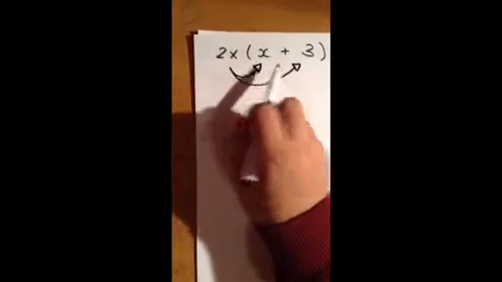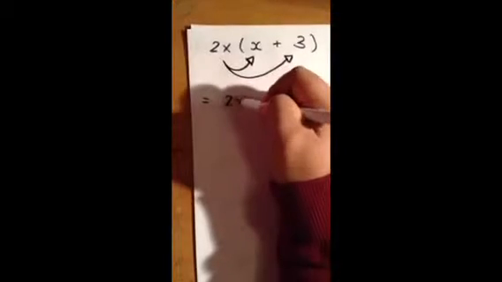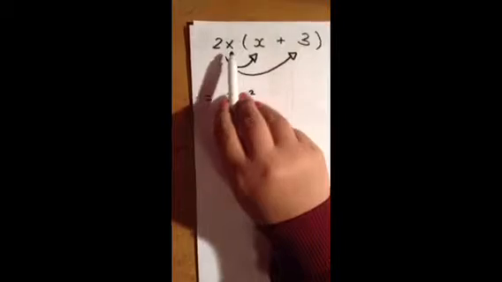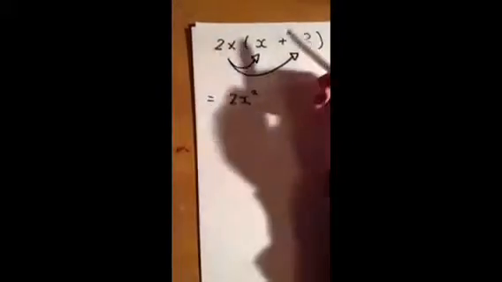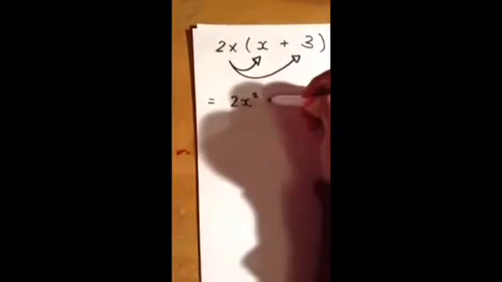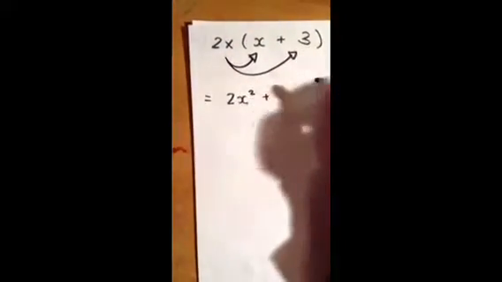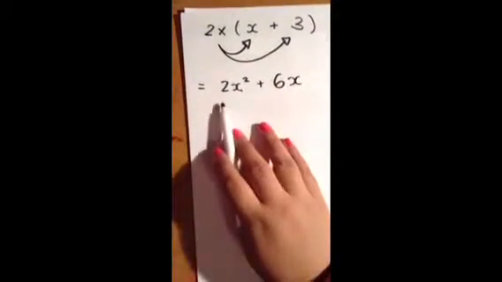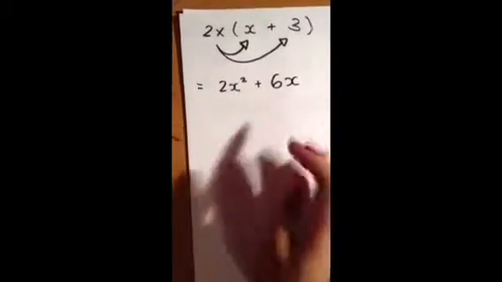So 2x times x, we're going to end up with 2x squared, because when you multiply x's together, you end up with x squared. And then 2x times 3, we're going to end up with a positive because they're both positive. Positive 2 times 3 is 6 with the x, 6x. So we ended up with 2x squared plus 6x.